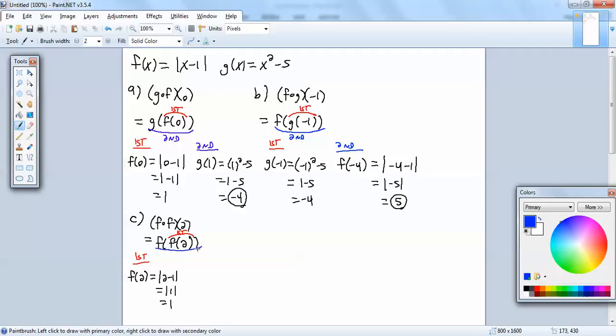And then second, I'll focus on the outer now. So I'm going to take that 1 I just found, because f of 2 is equal to 1, and plug it in where the f of 2 is. So I get f of 1. So f of x is the absolute value of x minus 1, so I'll put 1 in for the x. 1 minus 1 is 0, so the absolute value of 0 is 0.